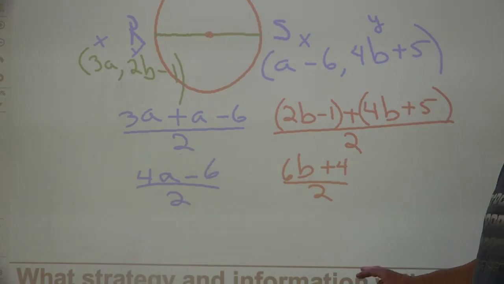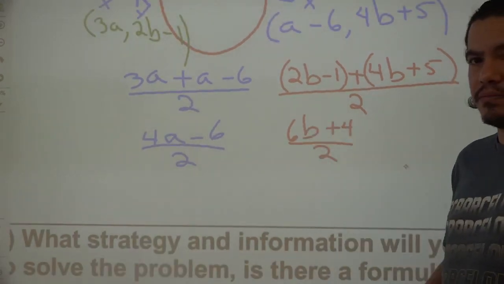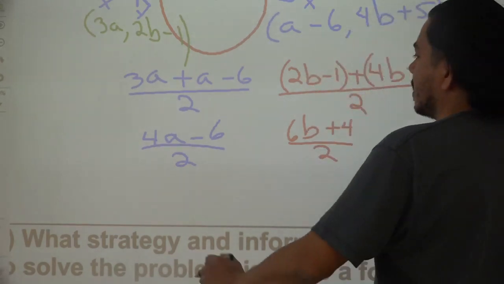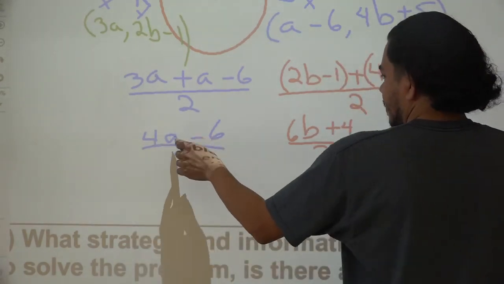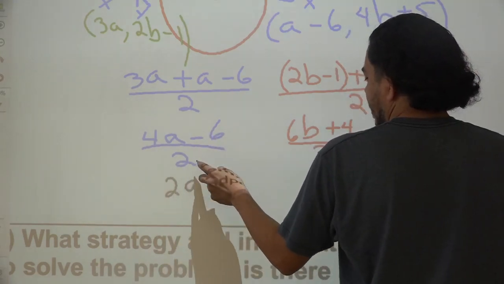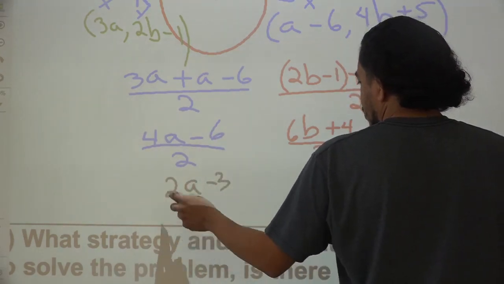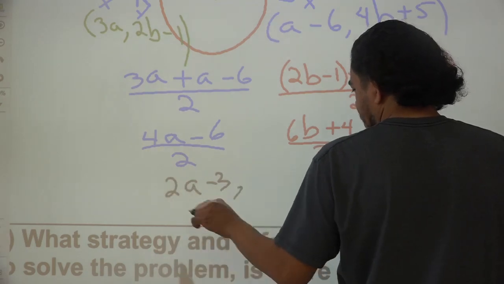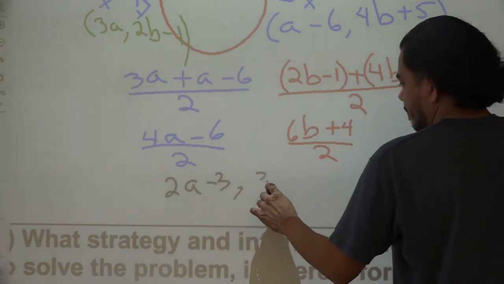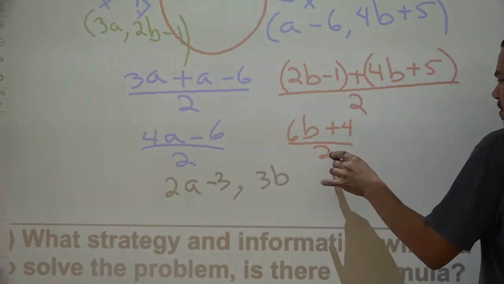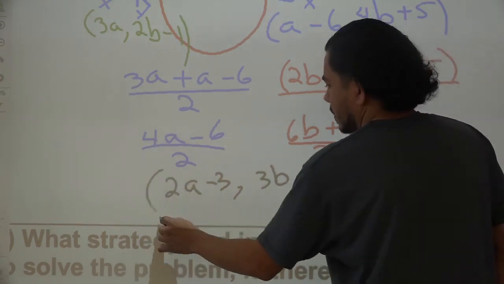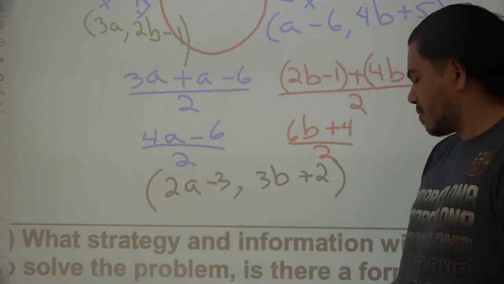Okay, now that I've combined like terms, all I gotta do now is just finish the problem. Okay, everything's gonna be in black. 4a divided by 2 is 2a. Negative 6 divided by 2 is negative 3. So that is for x, comma, 6b divided by 2 is 3b. 4 divided by 2 is 2. And these are the coordinates of your midpoint.